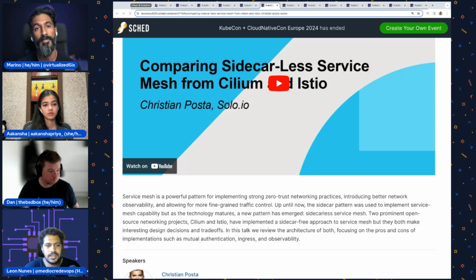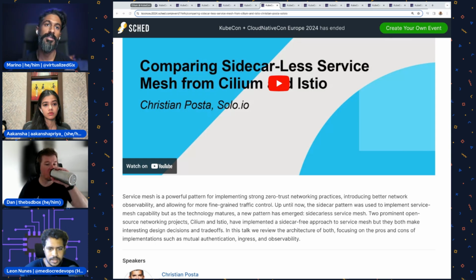Yeah, the whole ambient thing is what is being spoken about right now. But I think even Cilium has a sidecarless one. Yeah, so Cilium does offer sidecarless service mesh.